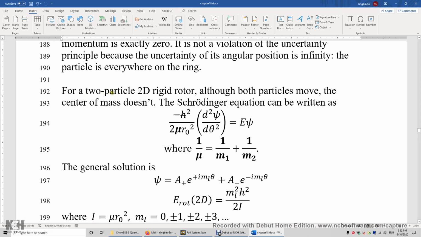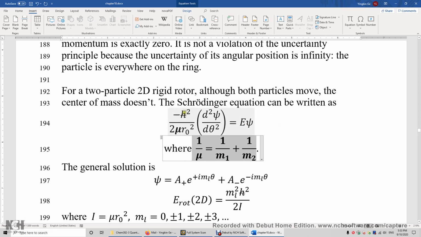Now let's look at a two-particle, two-dimensional rigid rotor. In this case, both particles move. How do we write out the Schrodinger equation? It's the same as the one-particle system. You just replace m of one particle with mu, the reduced mass of the two particles. This is the equation to calculate mu. 1 over mu is the sum of 1 over m1 and 1 over m2. Also, you can say mu is m1 times m2 over m1 plus m2.